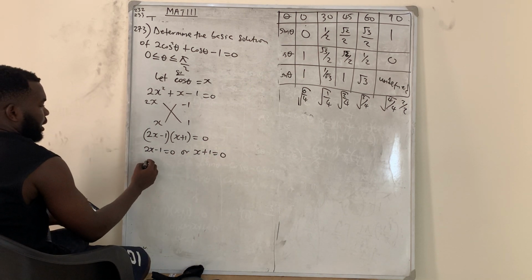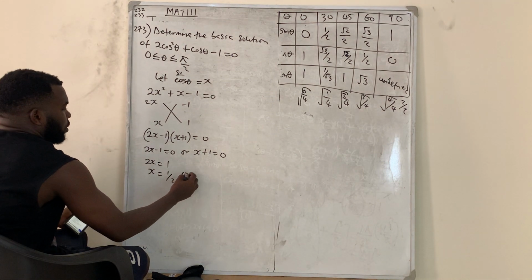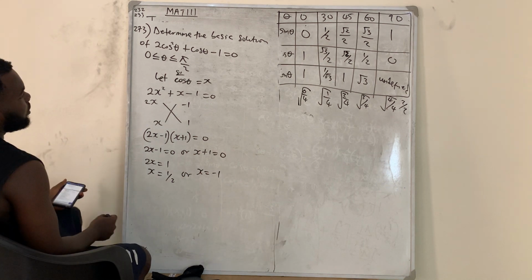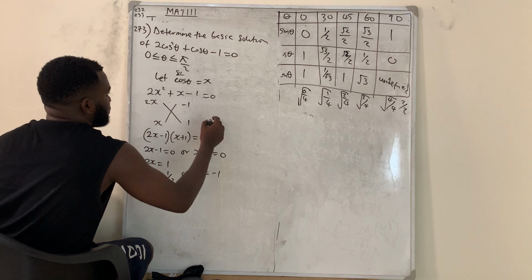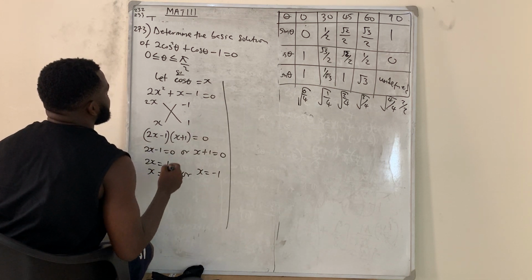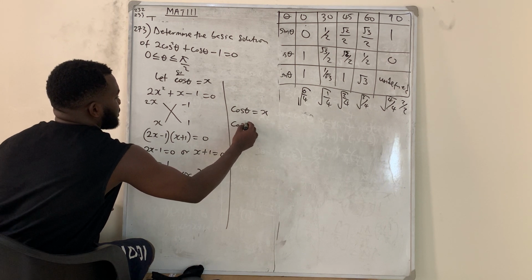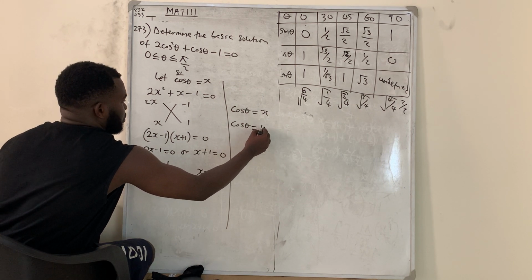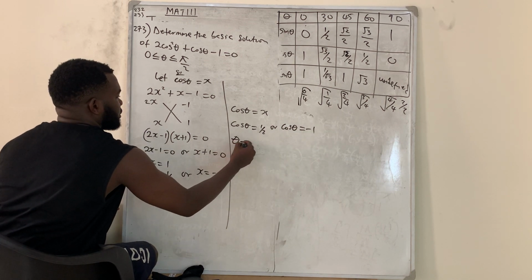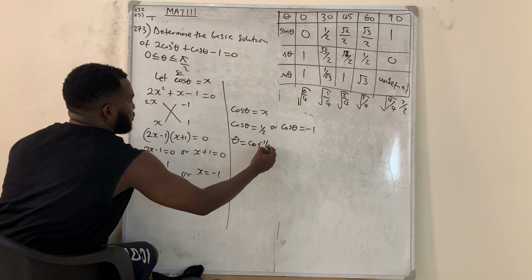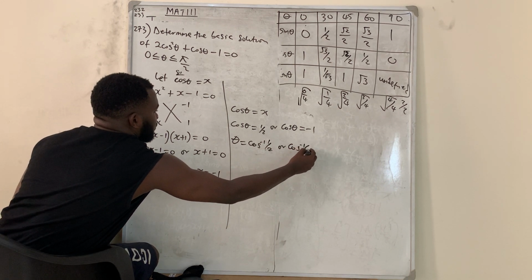So what do you have? That 2x is equal to 1, so x will now be 1 over 2, or x is equal to minus 1. Okay, am I looking for x? No, I'm looking for theta. We said that cos theta is equal to x. So therefore, cos theta is equal to 1 over 2 or cos theta is equal to minus 1. So therefore, theta is equal to the cos inverse of 1 over 2 or cos inverse of minus 1.